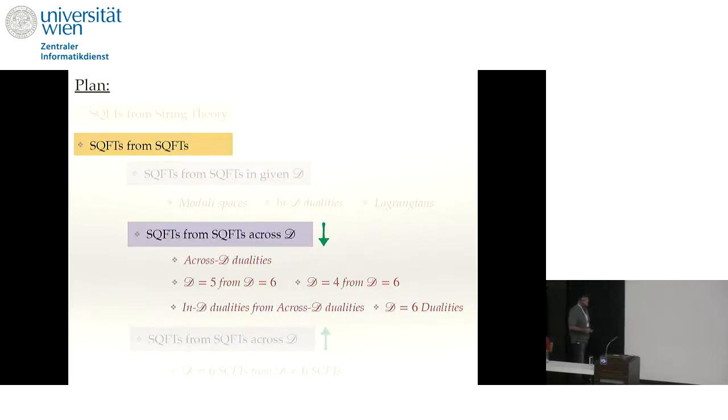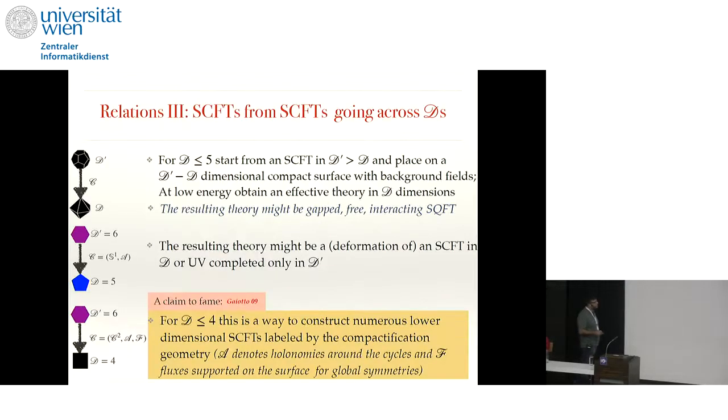Okay, so this is what I wanted to say about theories in a specific dimension. And now I will start going across dimensions. I will start from higher dimensions and go to lower dimensions and make several comments. So this is the basic idea. You start from some theory in d prime dimensions, you put it on a compact space, and go to low energy where your theory becomes effectively lower dimensional, say d-dimensional, and you study what you get and what type of things you can deduce from this procedure.